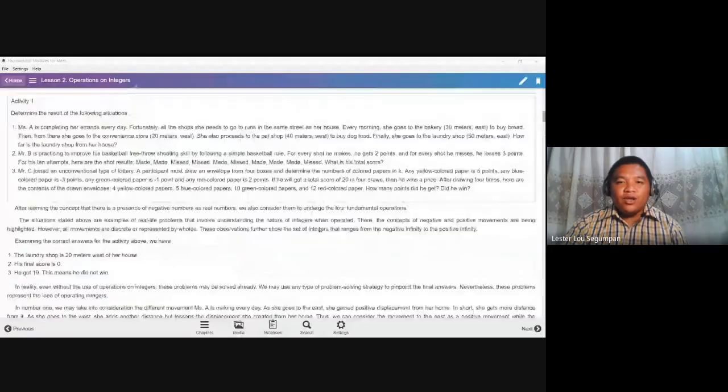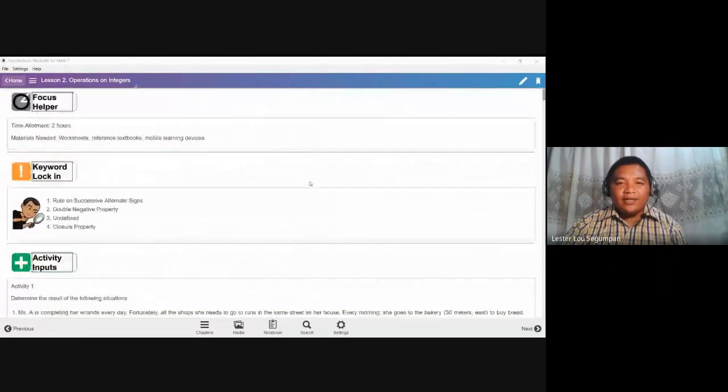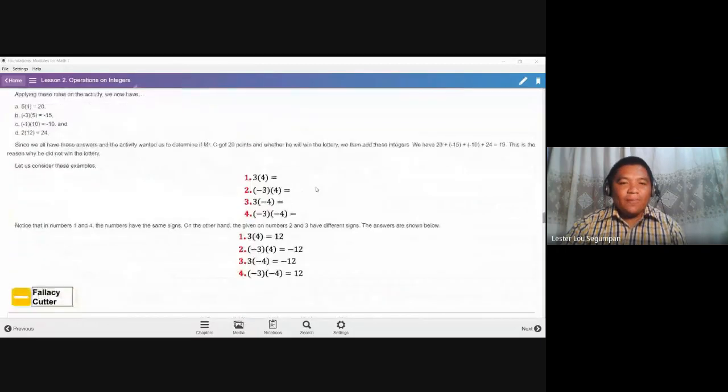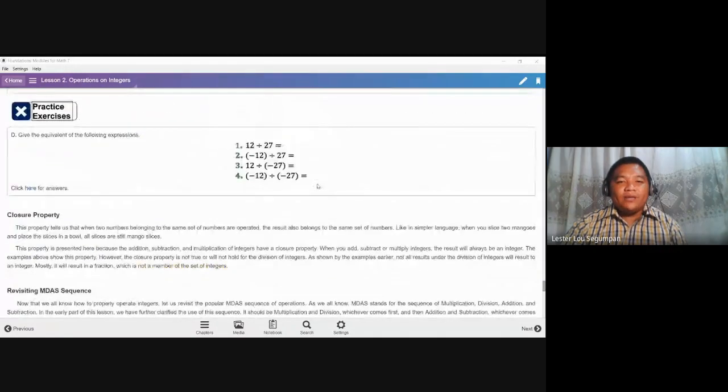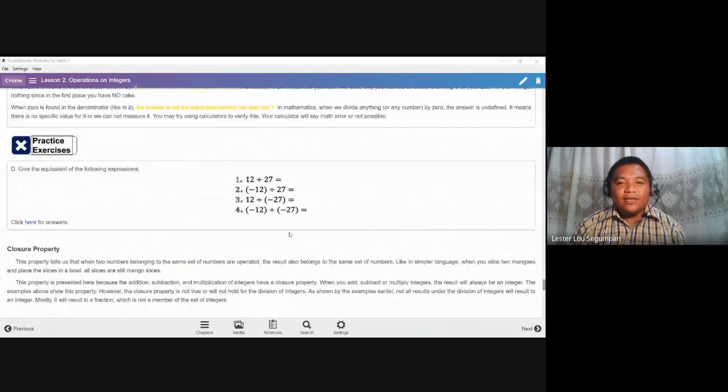Let us go to the material found in the content of your material. I have already opened here the lesson number 2, which is concerned on operations on integers. Again, we will not talk about the contents of this module. You may enjoy them in your vacant time. And we are going to proceed to practice exercise D, which concerns the four problems of divisions of integers. So let's not waste time. Let us proceed to another window for the material here.